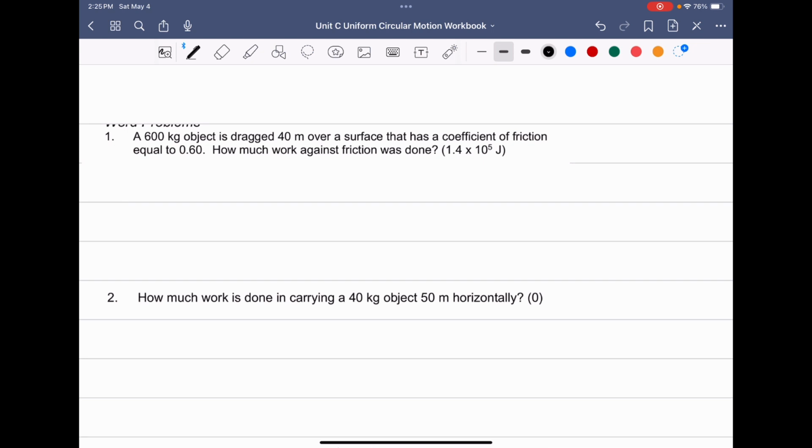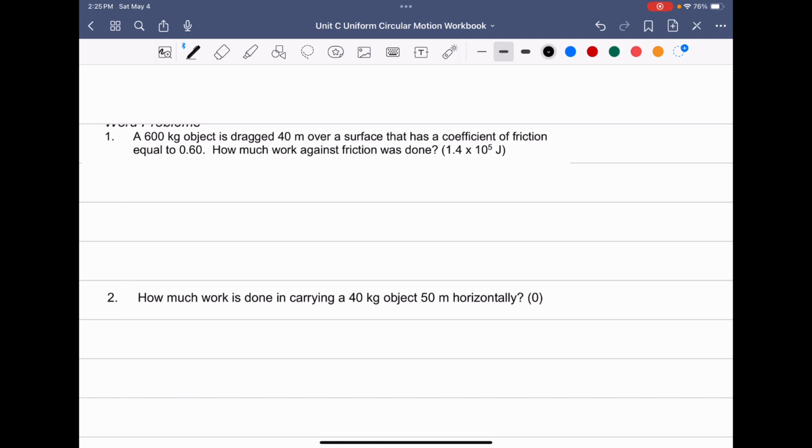Now, let's go to word problem number 1 here, and it's the following. What if we have a 600 kilogram object, and it's dragged over a 40-meter distance over a surface that has a coefficient of friction equal to 0.6? How much work against friction was done? That's what we really want to know.